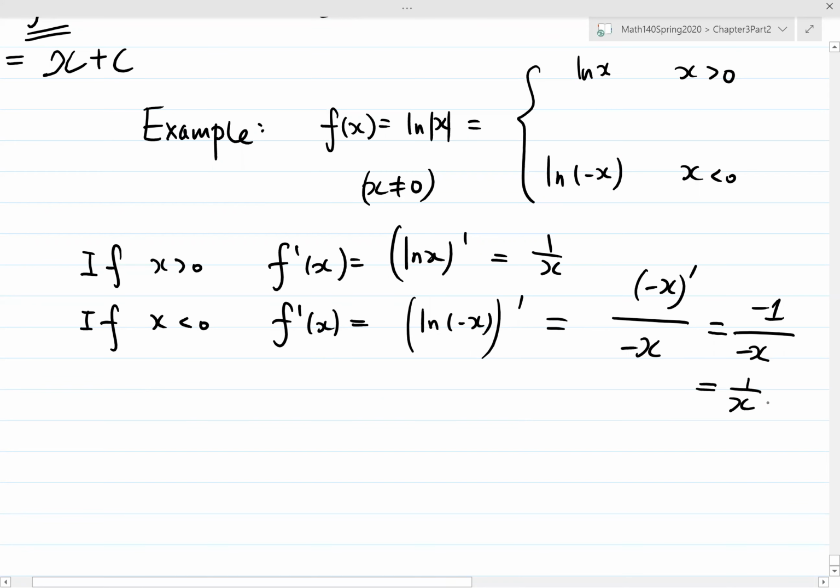So whenever x is positive or negative, we see the derivative of the function is 1 over x. So we have that the derivative of ln of absolute value of x is 1 over x. Here x can be negative, x can be positive.